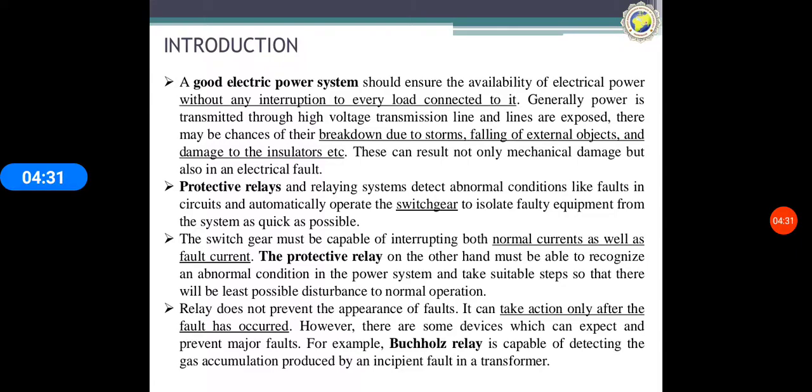to the normal operation. But relays have some disadvantages. The relay can take action only after the fault has occurred. However, some devices can anticipate and prevent a major fault. The best example is the transformer Buchholz relay, which is capable of detecting the gas accumulation produced by an incipient fault in the transformer.